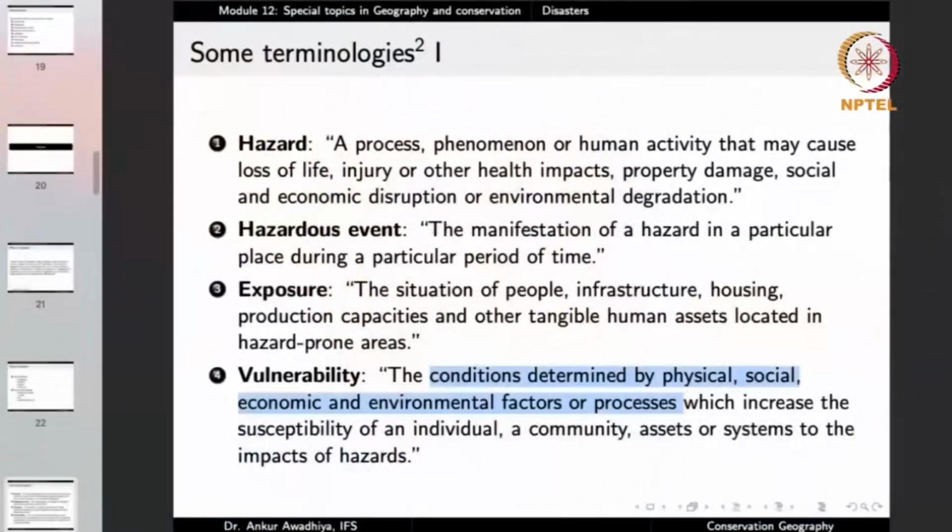The susceptibility is high when you have people who are living in houses that are not made in a manner as to be able to resist the hazard. The susceptibility is high when you have a situation where the means of transport and communication are not well developed. When you do not have a social net or an economic net to protect the people, then the susceptibility is high, and then the people are more vulnerable as compared to other situations where they are less vulnerable.